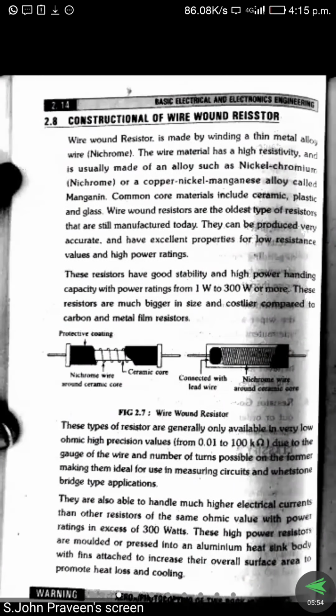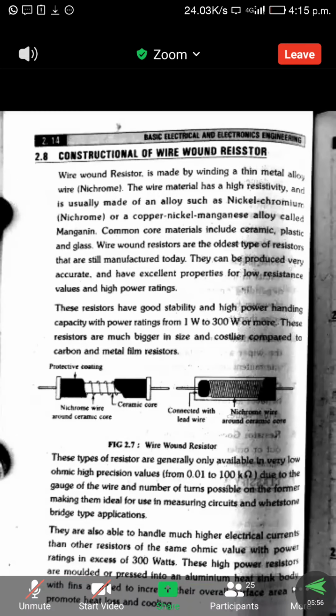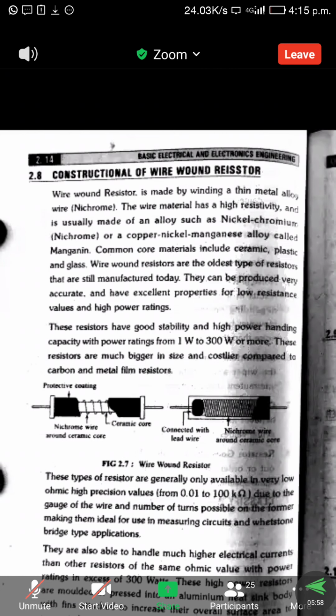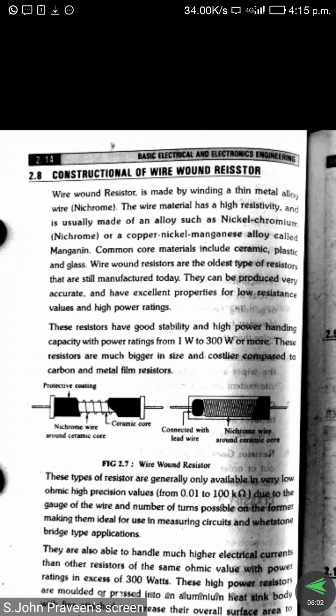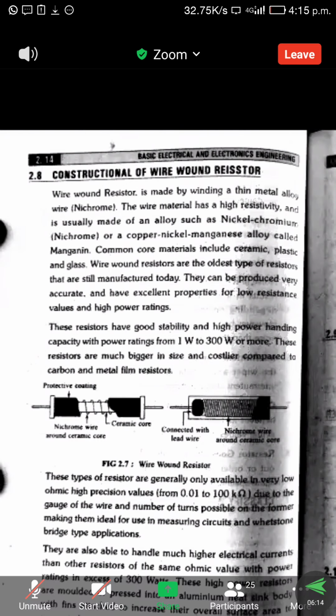The construction is given for the wire wound resistor. We take a non-conductive material like ceramic, generally preferred, or plastic, whatever it may be. On the surface of that we place a wire. High resistance wire is wound. Such a construction is called a wire wound resistor.